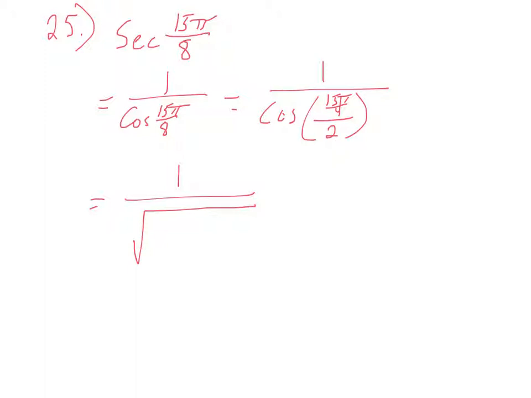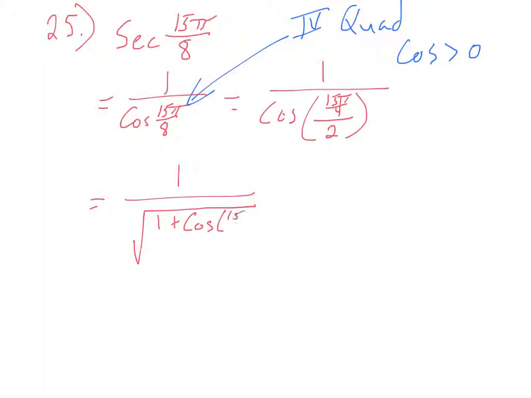So 15 pi over 8 is in the fourth quadrant, meaning that cosine in the fourth quadrant is what? Positive. Right, so we want the positive version of this. And so it'll be square root of 1 plus cosine of 15 pi over 4, over 2.